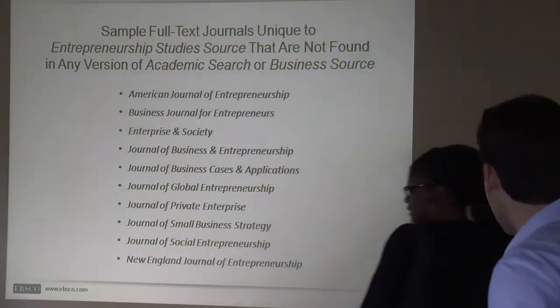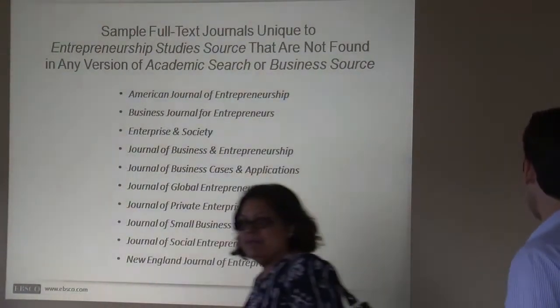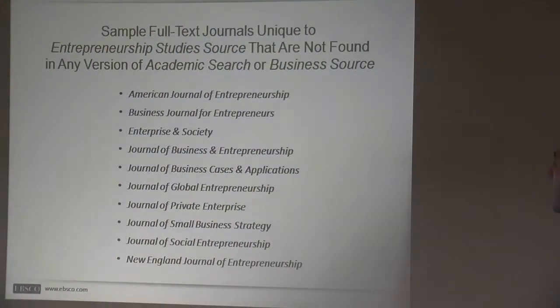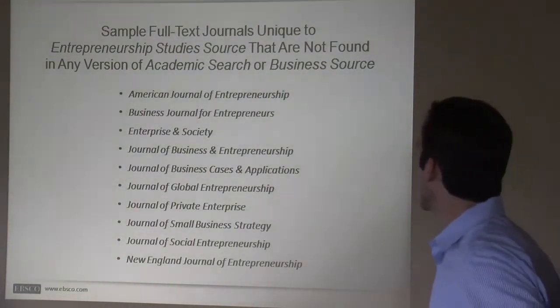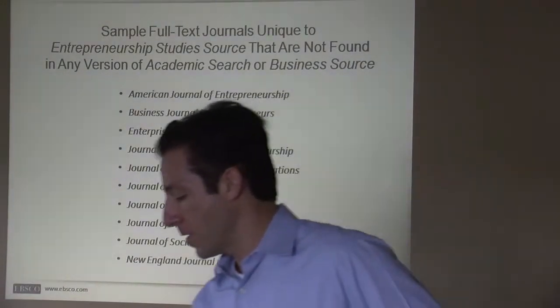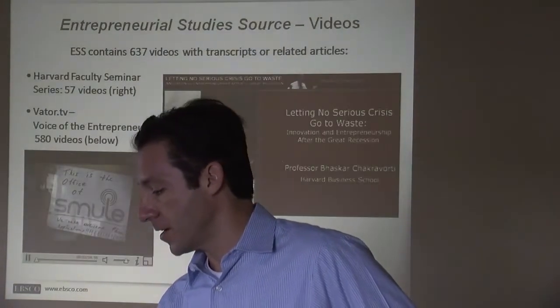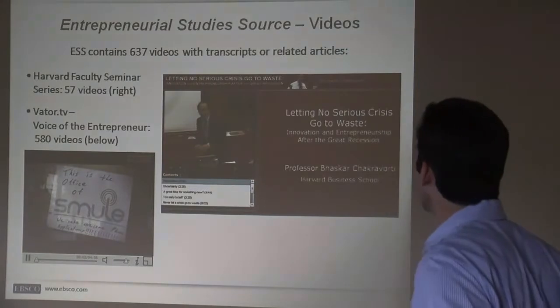Yes, come in. So types of full-text publications you have in terms of journals and magazines: Journal of Global Entrepreneurship, Journal of Private Enterprise, Journal of Small Business Strategy, American Journal of Entrepreneurship, all available in full text. And then additionally, what we have are these videos.